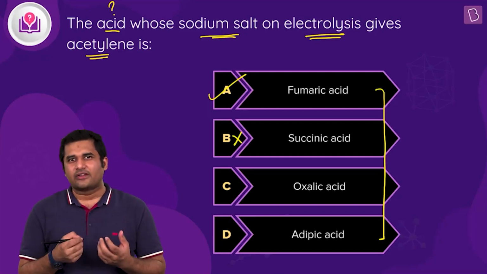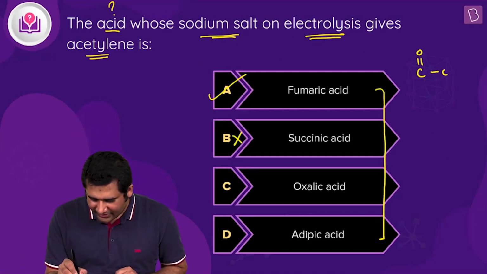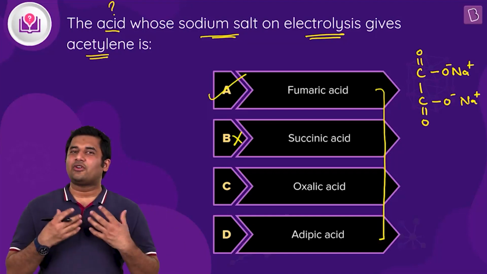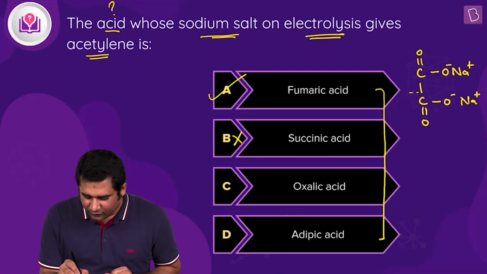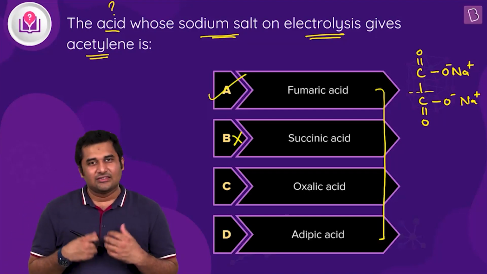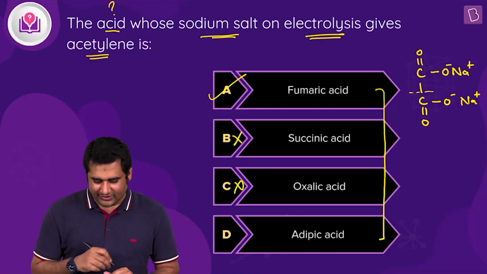Similarly, let's look at oxalic acid. So let me tell it to you here only. Oxalic acid is this molecule. So I'm directly forming the sodium salt of it. So this is the sodium salt of oxalic acid. Clearly you can see in case of oxalic acid, you will obtain just and just CO2, because if you break it from here, then only you will be able to get two CO2 molecules, and these two CO2 molecules will be the only product in this case. So this is also not the answer.